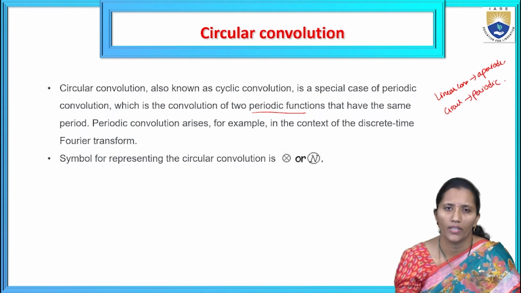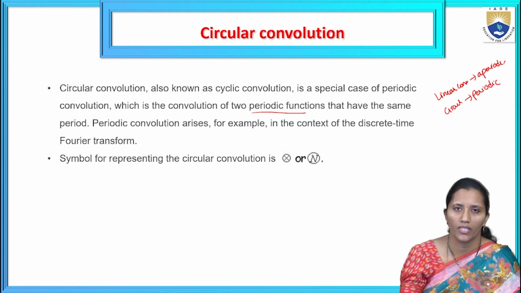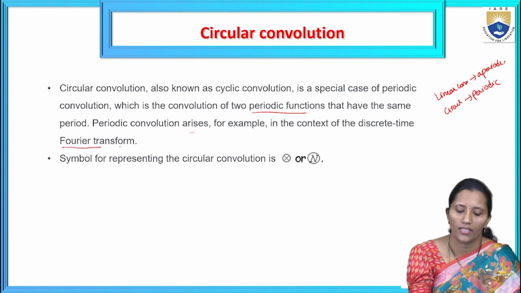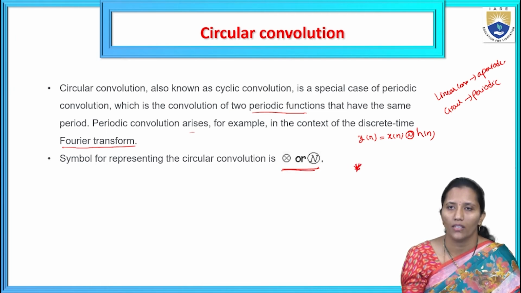While doing the DFT, the discrete Fourier transform, we are taking the samples from 0 to n minus 1. For periodic sequences we will use circular convolution, which is the convolution of two periodic functions that have the same period. Periodic convolution arises, for example, in the discrete Fourier transform. If we take x of n circular convolution with h of n, we can represent it by these symbols. For linear we use this star, and for circular we represent it by this symbol.